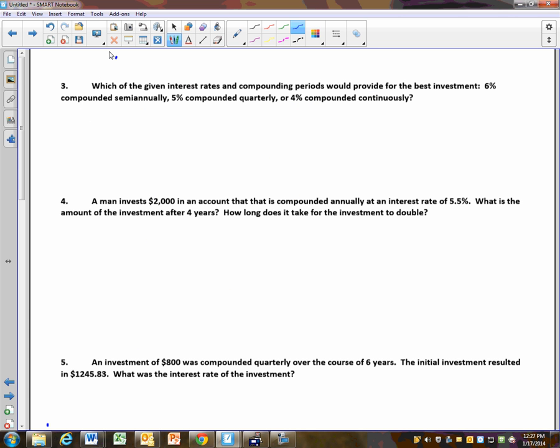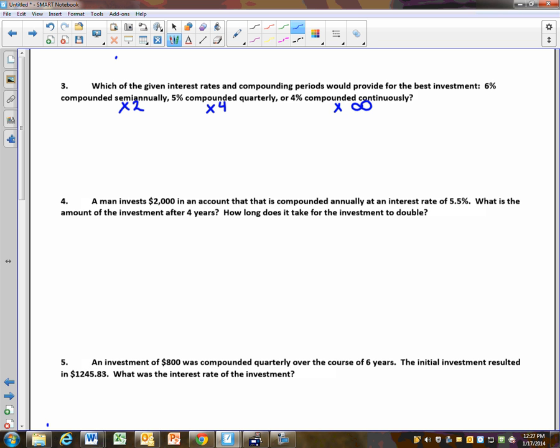Which of the given interest rates and compounding periods would provide for the best investment? 6% compounded semi-annually. How often is semi-annually? Twice. 5% quarterly. How often is quarterly? 4 times a year. And what if it's compounded continuously? How many times will it be compounded during the year? That's an infinite number of times.